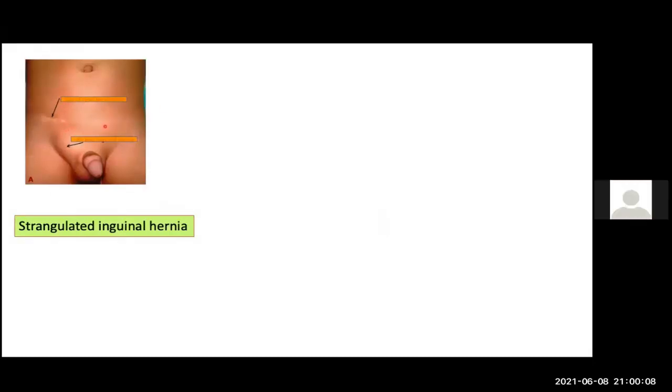Now these conditions that I'm going to show you here may not have fever, but they can present as a febrile illness as well. So what is this? It's a hernia. A strangulated inguinal hernia. Unless you look at the genital region or the perineal region, you may not detect this.